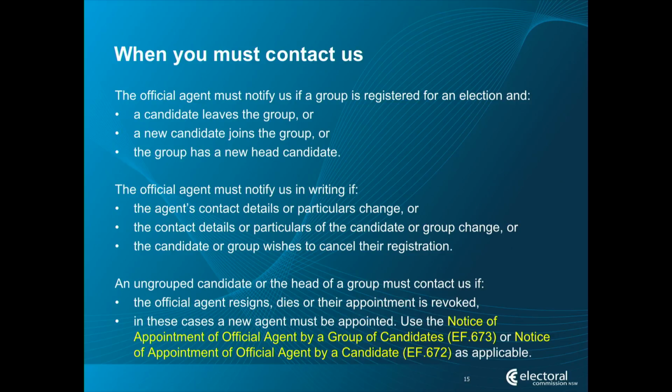An ungrouped candidate or the head candidate of a group must contact us if the official agent resigns, dies, or their appointment is revoked, and in these cases a new agent must be appointed using either the EF673 form for groups or the EF672 form for ungrouped candidates and mayoral candidates.